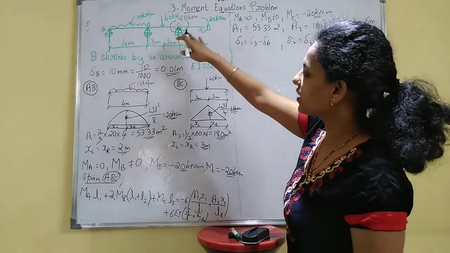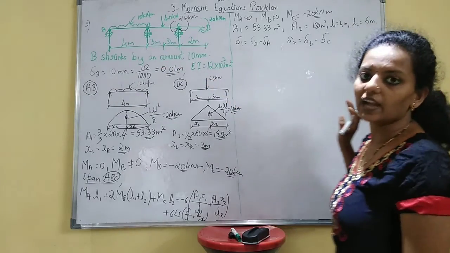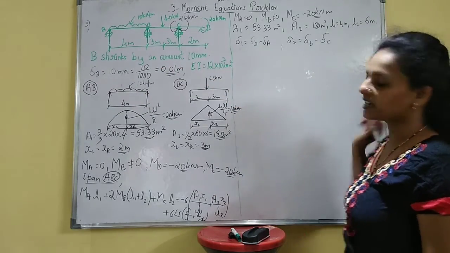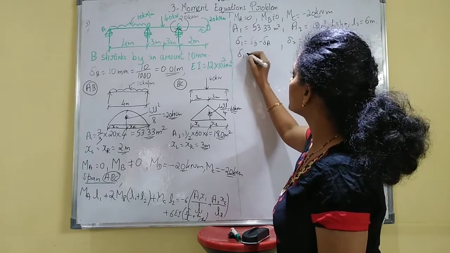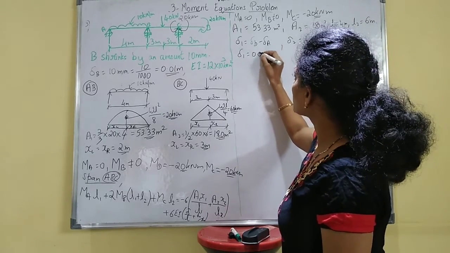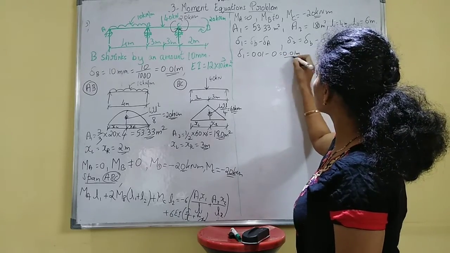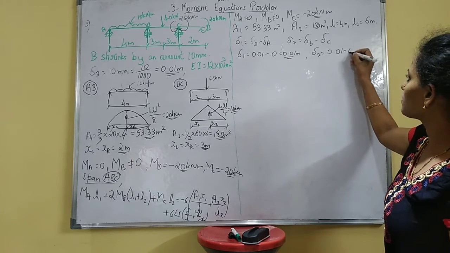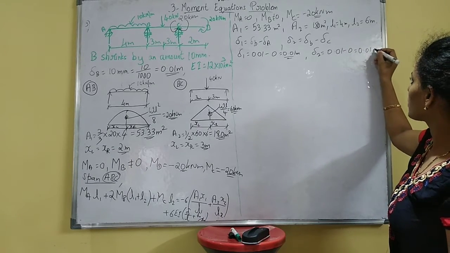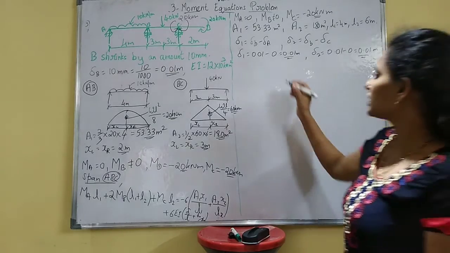If the number of beam settlements is more, suppose there is settlement in A and B both, then you can directly substitute in this formula and get the value of delta 1. So delta 1 is, delta B is 0.01 minus 0, which is nothing but 0.01 meter. Similarly delta 2 is 0.01 minus 0, which is nothing but 0.01 meter. Now we have to consider this variation.